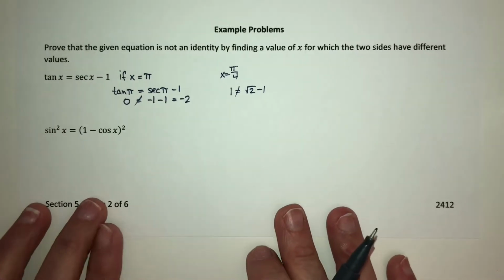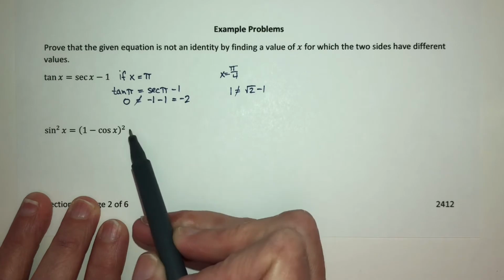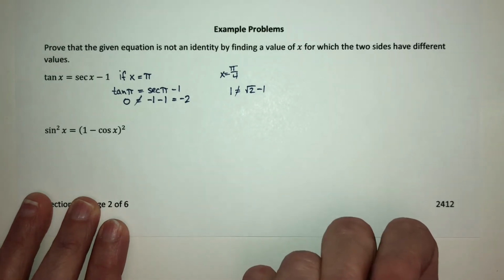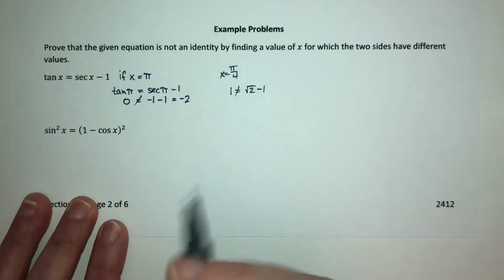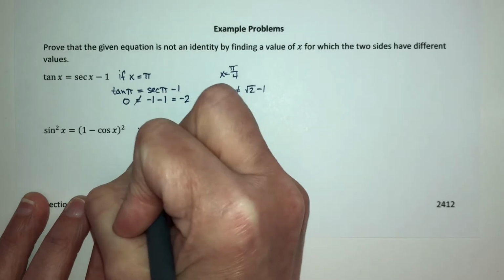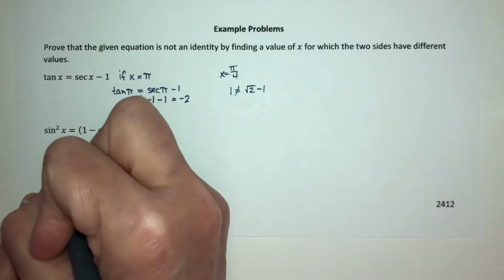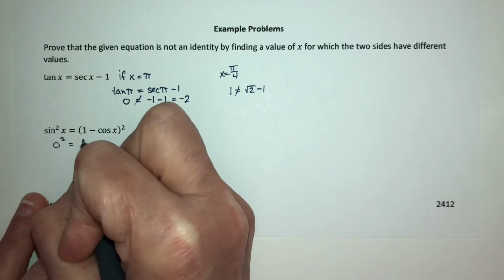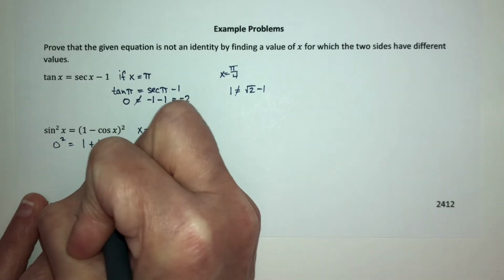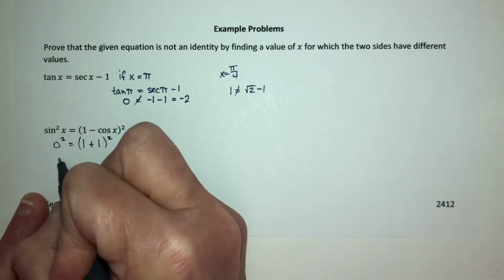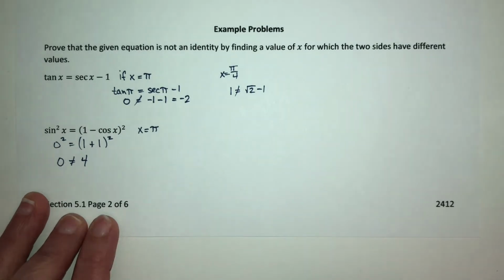Okay, so let's try sine squared x is equal to 1 minus cosine x squared. Pi is easy to deal with. These are going to be zeros and ones, so why not try it? Let's try x equal to pi. Well, sine of pi is 0, so that would be 0 squared equal to 1 minus cosine of pi is -1, so that becomes 1 plus 1 squared. So this would require that 0 is equal to 4, which is not true. So we have a single counterexample.